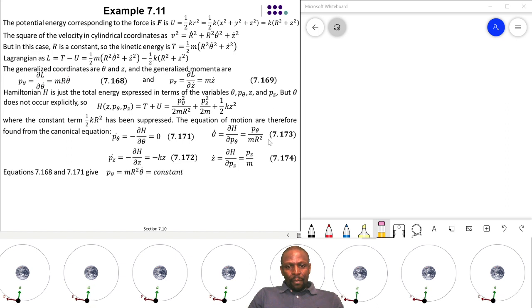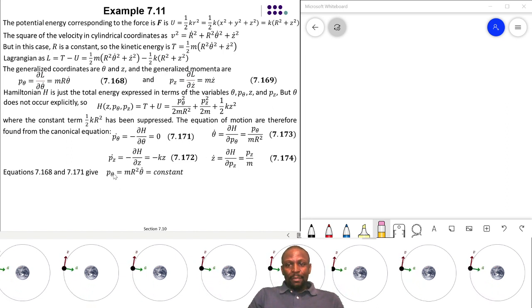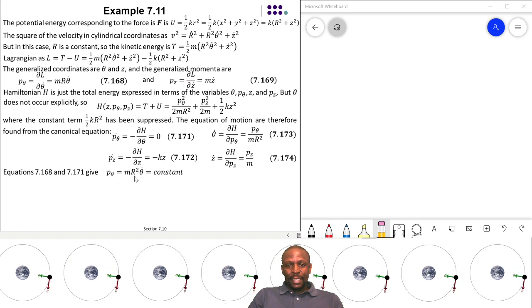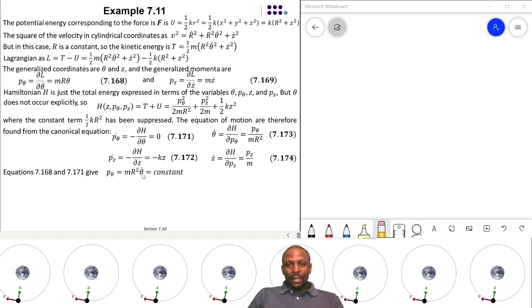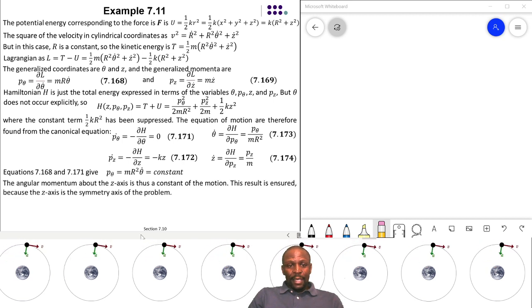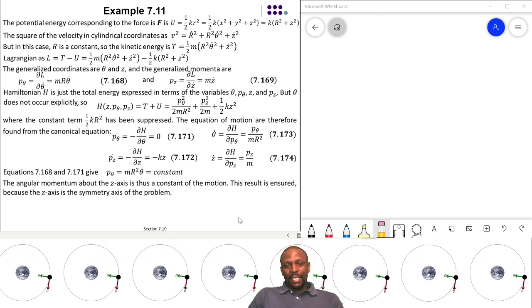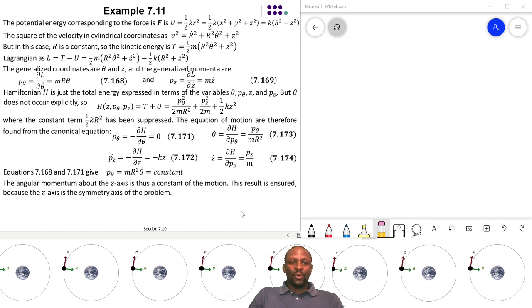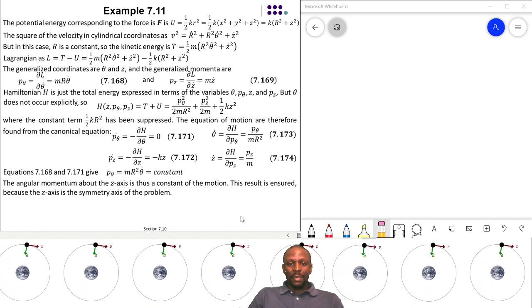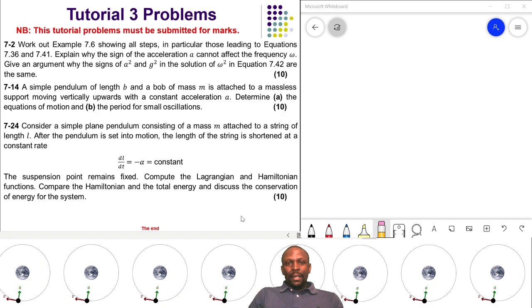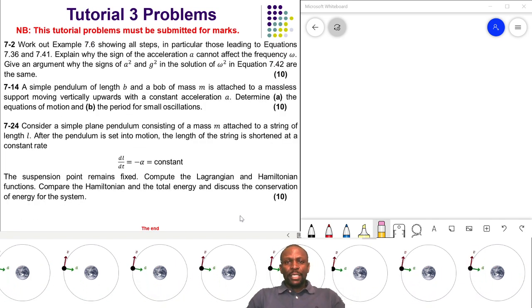Now, this will imply that p theta is just m r squared theta dot, which is nothing else but a constant. And then the angular momentum about the z axis is a constant of motion. This is ensured because the z axis is the symmetry of the problem. Right. Now, I would like to pause here.